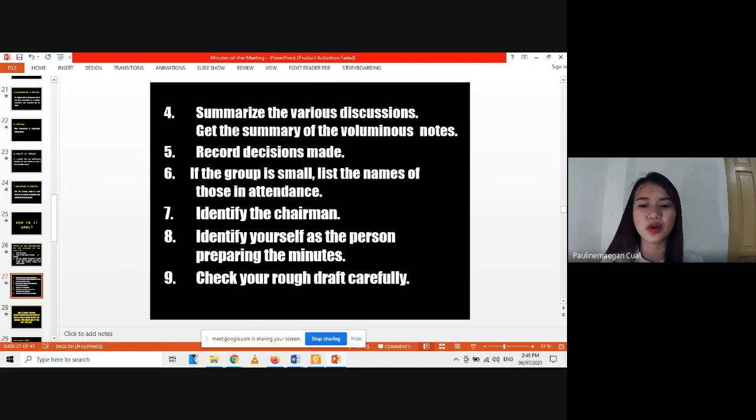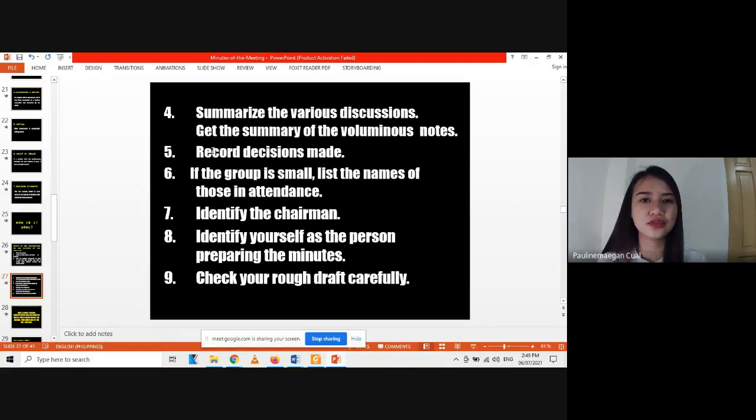Next is, if a group is small, list the names of those in attendance. If, for example, the meeting is attended by fewer than 10 people, their names will be very important. However, if it's attended by a lot of people, like in our Monday assembly general meeting every Monday, where all the employees attend, our names will no longer be indicated in the minutes of the meeting, but it will be written as a whole group, like the faculty, staff, etc.